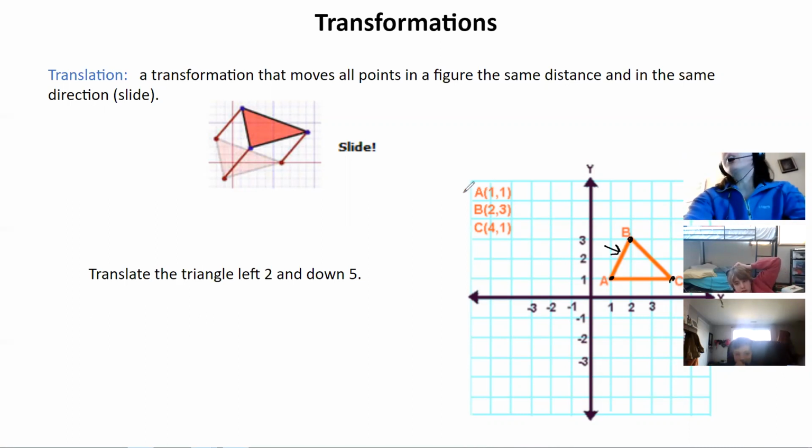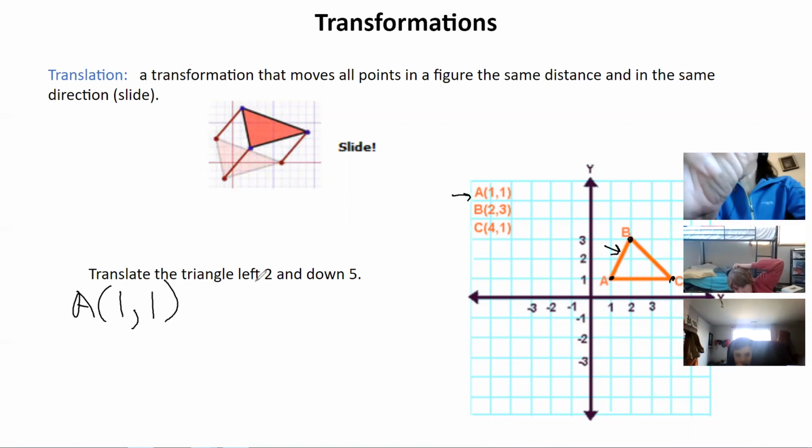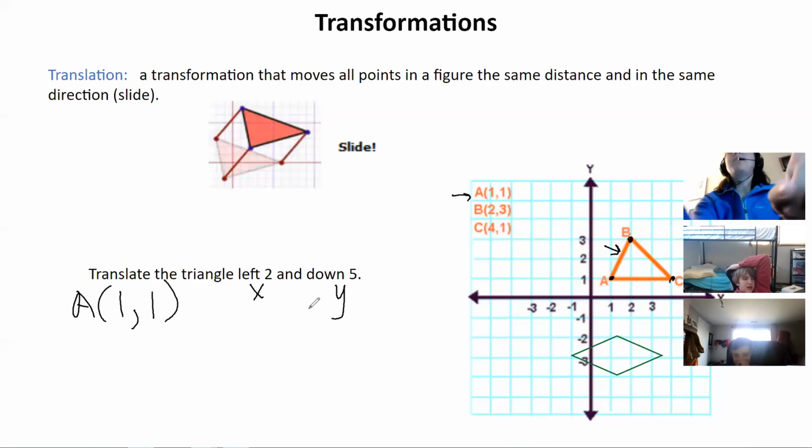So if A was at 1, 1, okay, if I'm going to go left 2, so any left or right movement goes with your x, and any up or down movement goes with your y. So we go left 2, does that mean we're adding or subtracting? Adding. I don't know. I get confused with the directions. Yes. Left 2 would be subtracting.